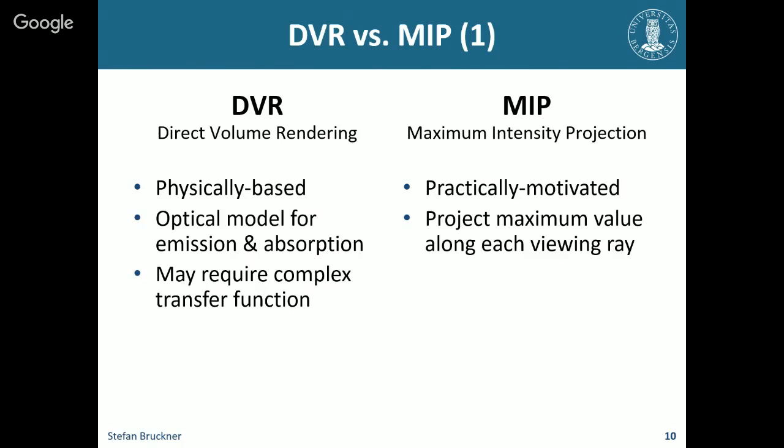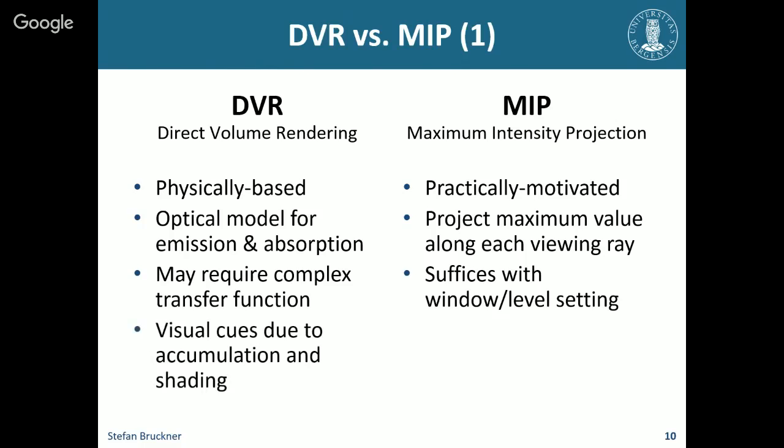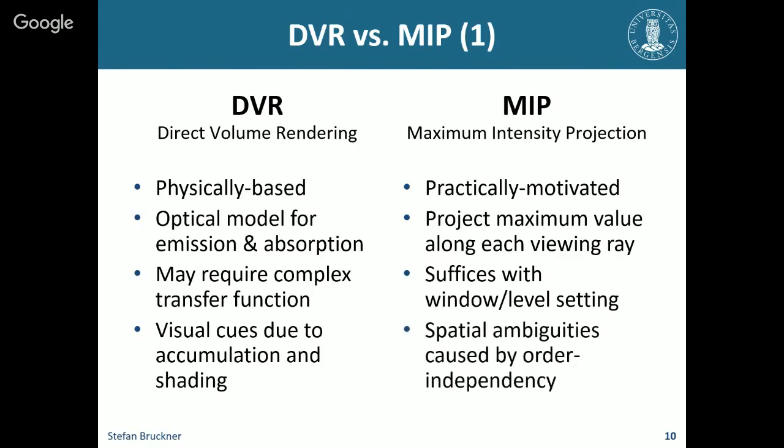DVR, on the other hand, will require a quite complex transfer function, because we need to somehow specify the emission and absorption properties for data values in the volume, while MIP typically just suffices with a simple contrast adjustment. But what we get from DVR, as you saw, are shape cues and occlusion cues due to accumulation and shading, while MIP, since the maximum operator is order independent, leads to spatial ambiguities.